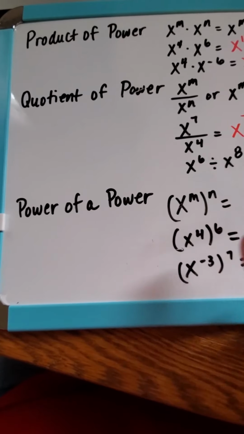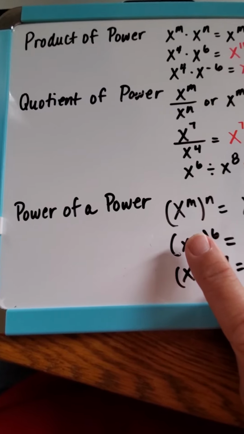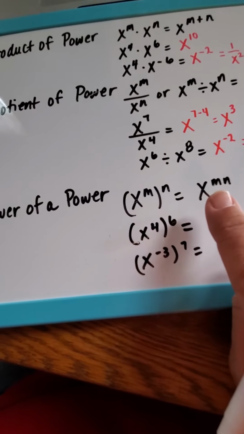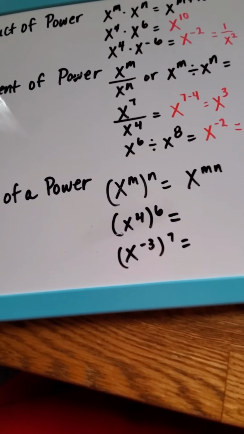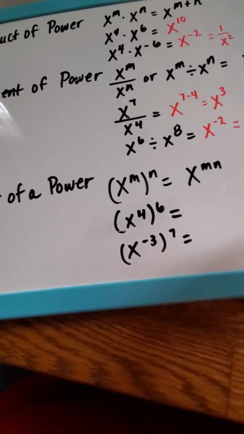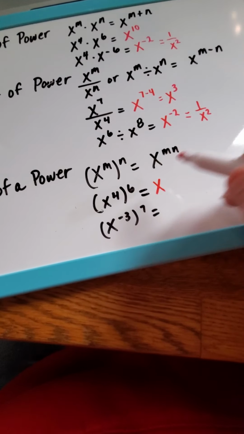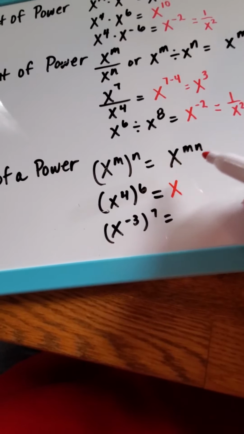Today's lesson, what we're going to look at is what is called a power of a power. And so when we look at those exponents, we are going to be multiplying them today, and that's all I want you to do, is just multiply those exponents. So for this example, we have x to the 4th to the 6th power.